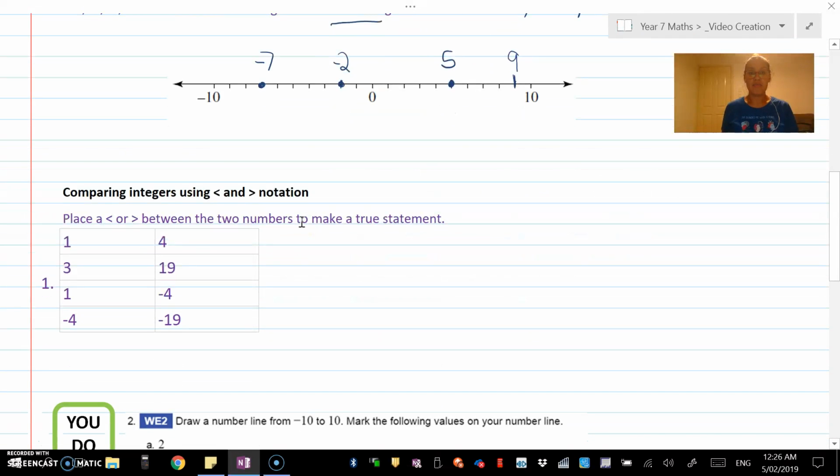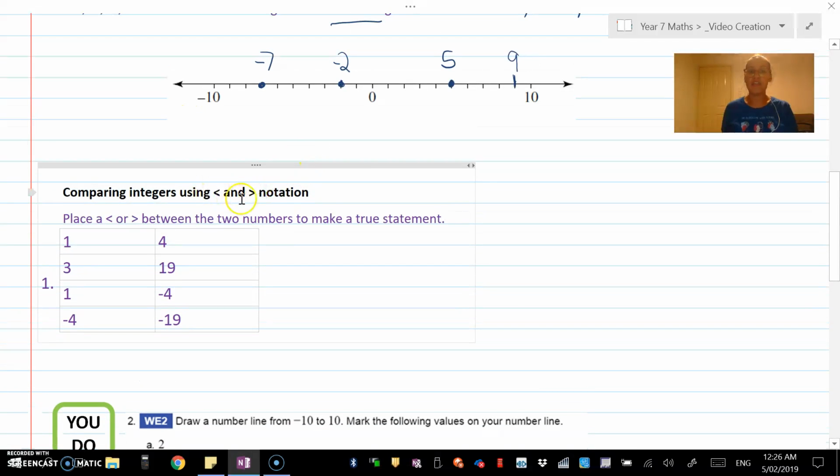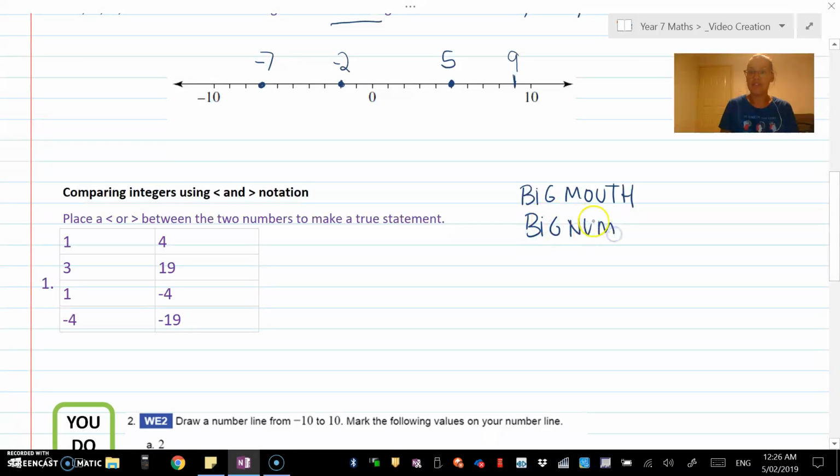Okay, now we're going to compare the integers using these notations. A few of you may have different ways of remembering it. I like to remember: big mouth, big number. Now you might be like, what do you mean? So if we have a look here, I've got +1 and +4. I'm going to use this symbol because big mouth, big number.